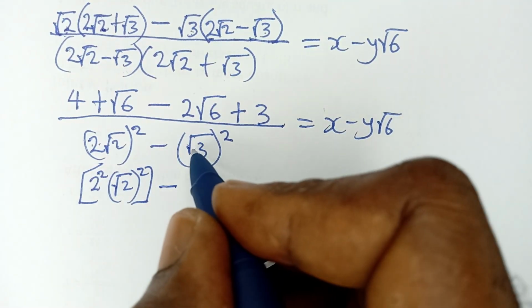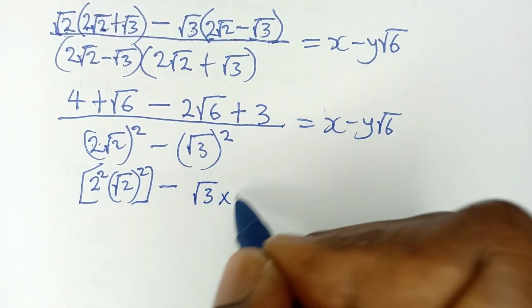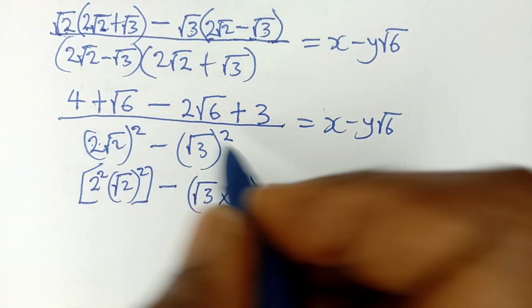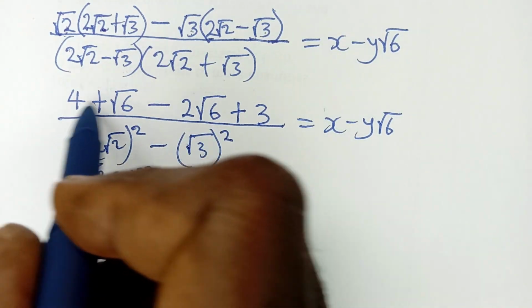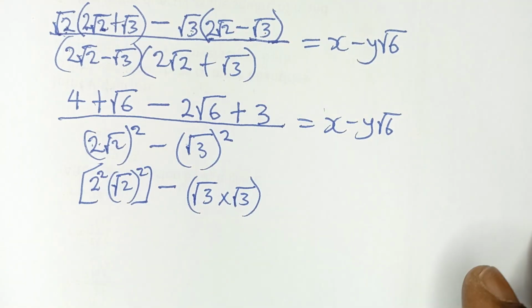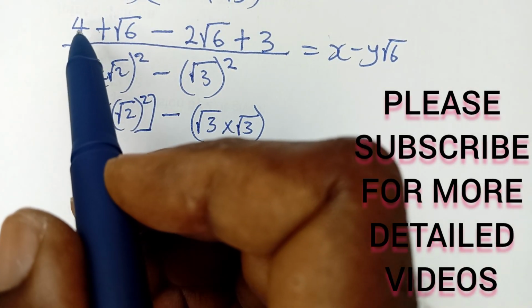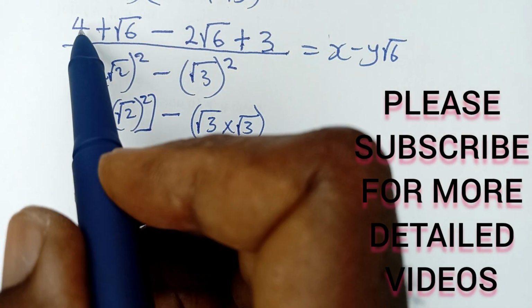And then minus root 3 multiplied by itself, root 3 multiplied by root 3. That's what this part will give to us. So that means I can go ahead now, simplify this part and then simplify this lower part and put it in my next answer. So now the numerator, 4 plus 3, because they are like terms.